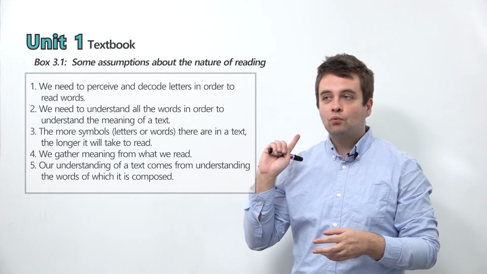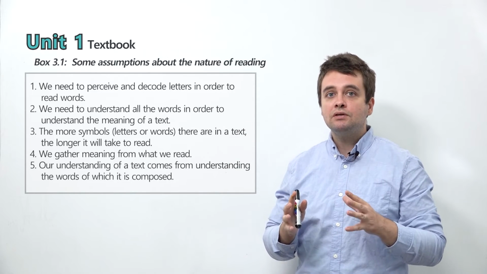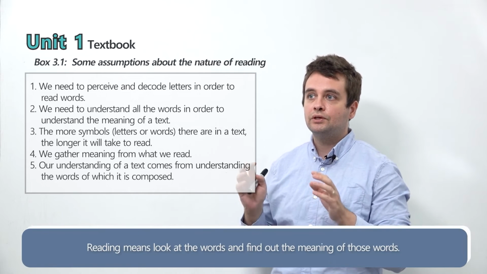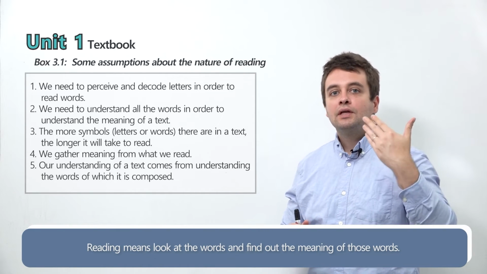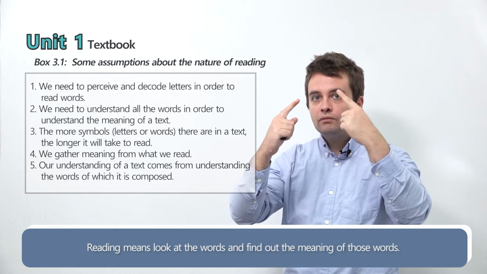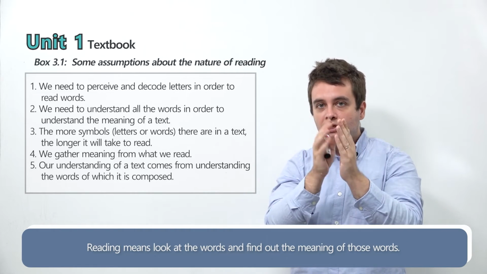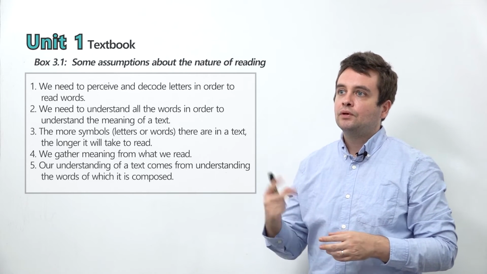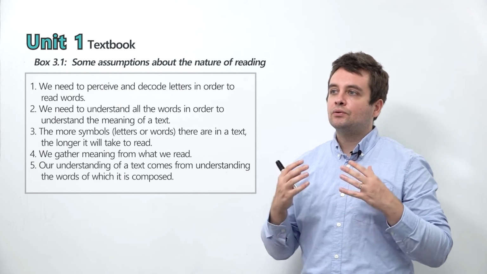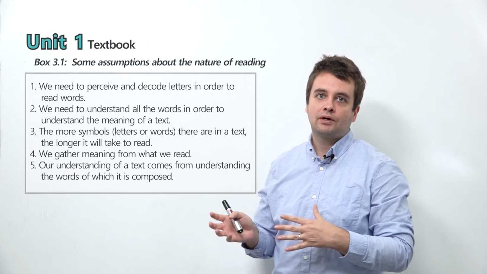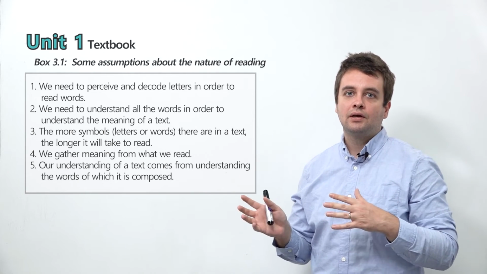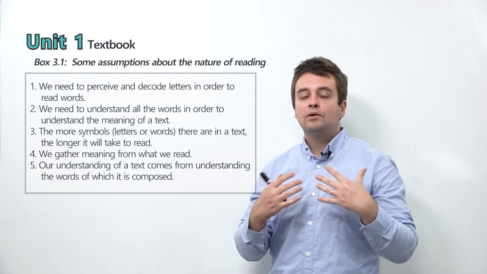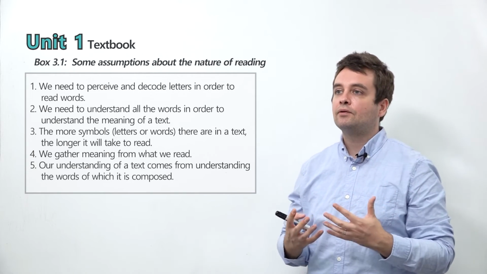Okay, so number 1, we need to perceive and decode letters in order to read words, right? Now, that can be hard to understand. We need to perceive, we need to look at these words, and we need to decode them, like break it up into some kind of meaning, right? Number 2, we need to understand all the words in order to understand the meaning of a text, right? Like if we can't understand a couple of words in a sentence or a couple of words in a paragraph, we're not going to completely understand that, right?